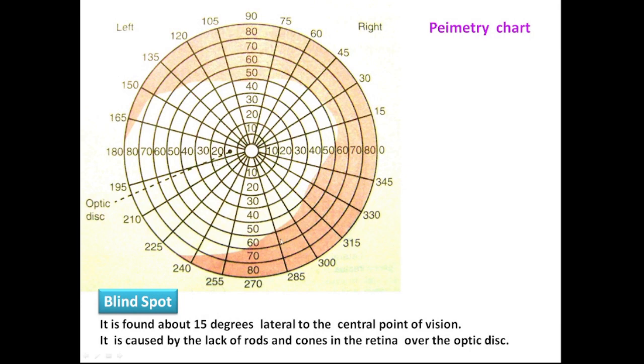So this is the perimetry chart. From the center it has been marked as 10 degree, 20 degree, 30 degree, 40 degree, like that. Within the visual field we can find a particular region which is called the blind spot. It's found around 15 degree lateral to the central point of vision. It is caused by the lack of rod and cone cells in the retina over the optic disc.